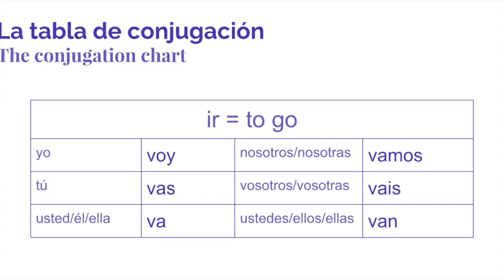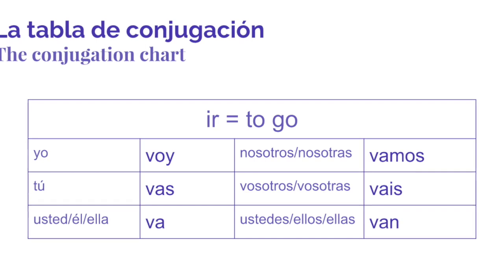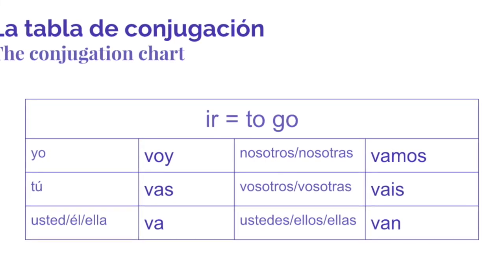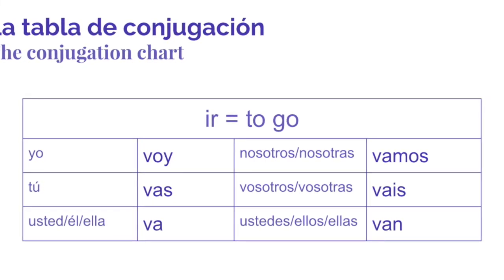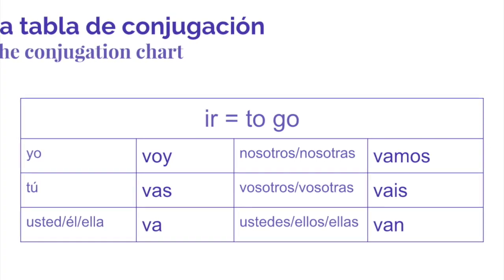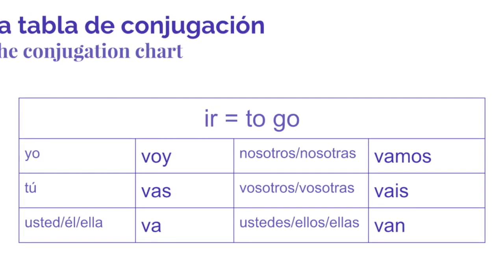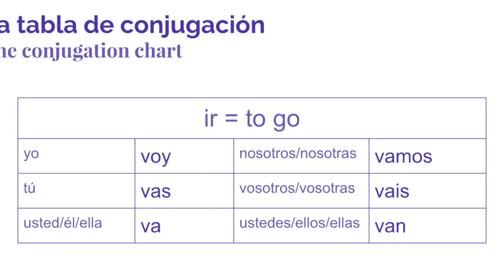It's very easy to see the irregularities of the verb ir when you look at the verb chart. You can see there's a V at the beginning of the verbs. Also, there's a Y in the yo form and a dropped accent on the A in vosotros. Also, you see the -AR endings for what looks like an -IR verb.